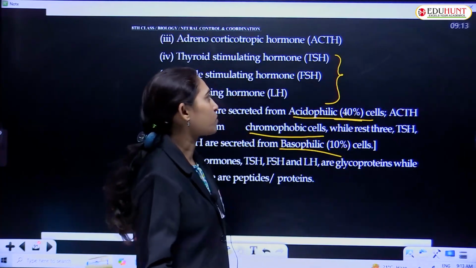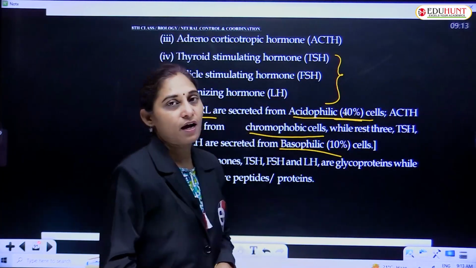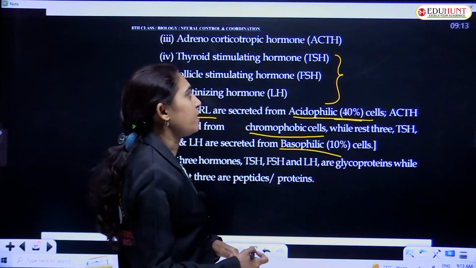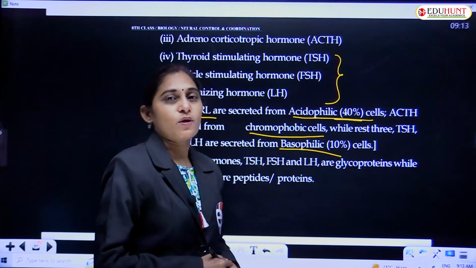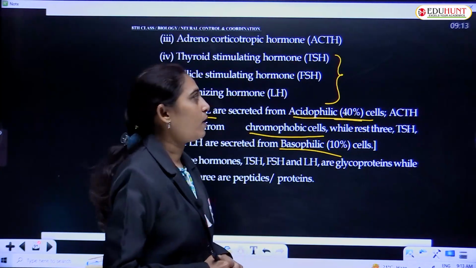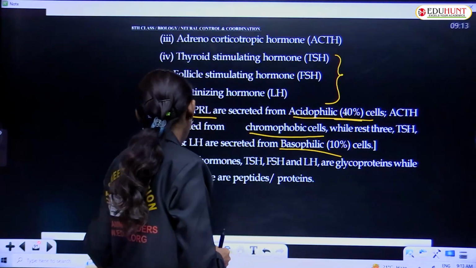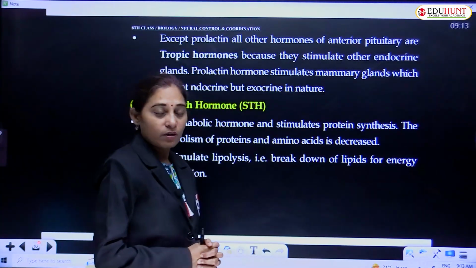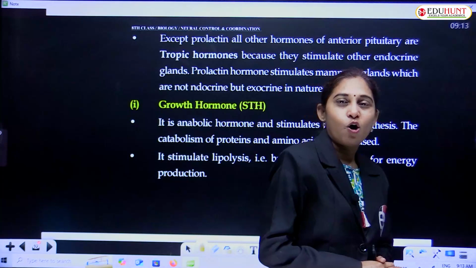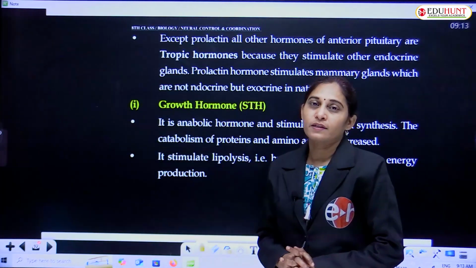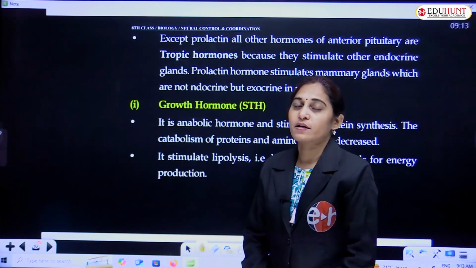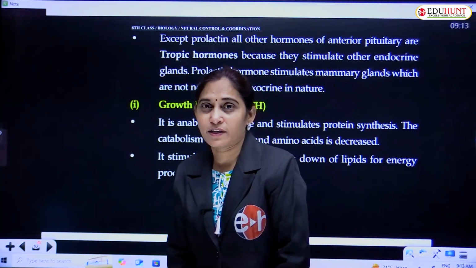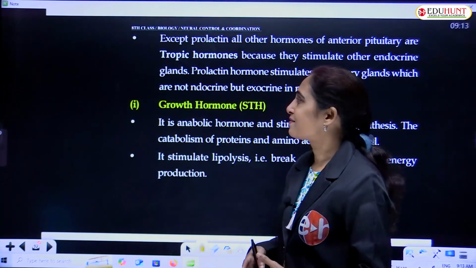These 3 hormones, TSH, FSH, and LH, are glycoproteins in nature. And the first 3, adrenocorticotropic hormone, prolactin, and growth hormone, are proteinaceous in nature, protein or peptide hormones. Except prolactin, all the other hormones, that is the rest of the 5, are endocrine in nature, but prolactin is exocrine because it secretes milk.